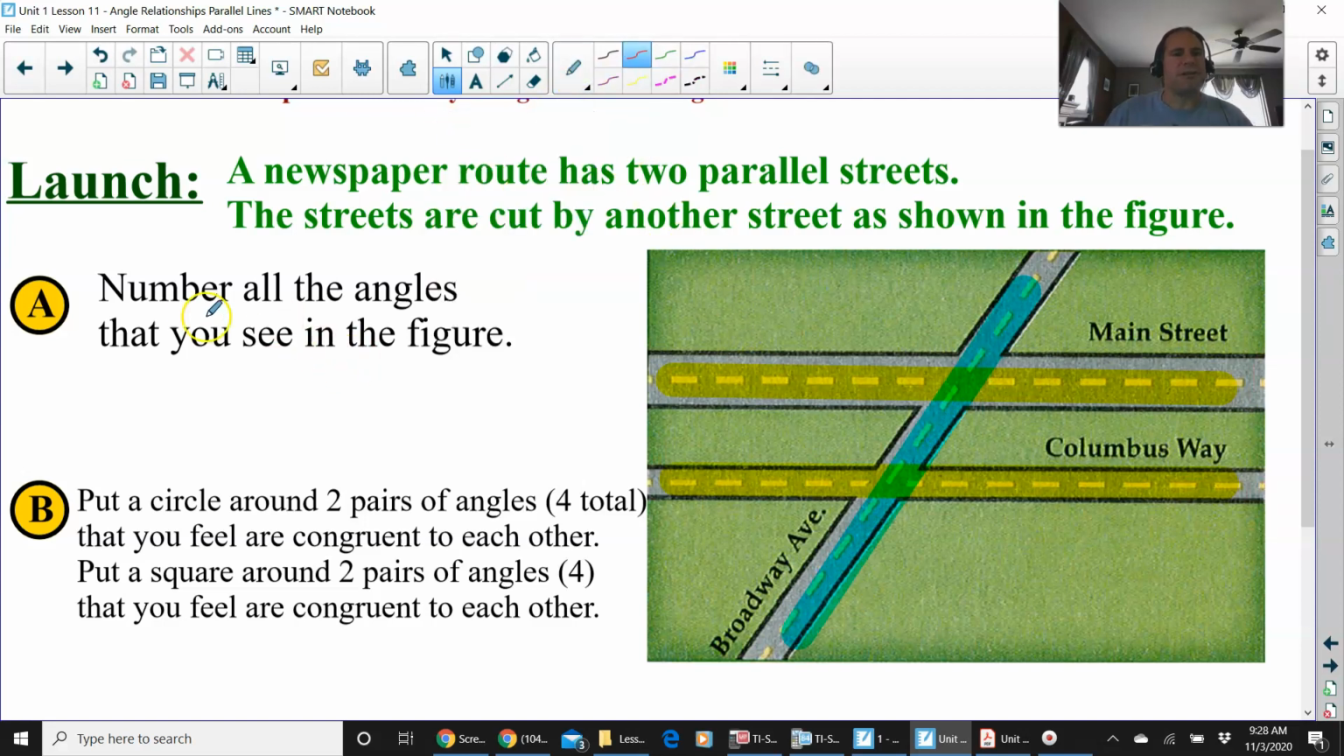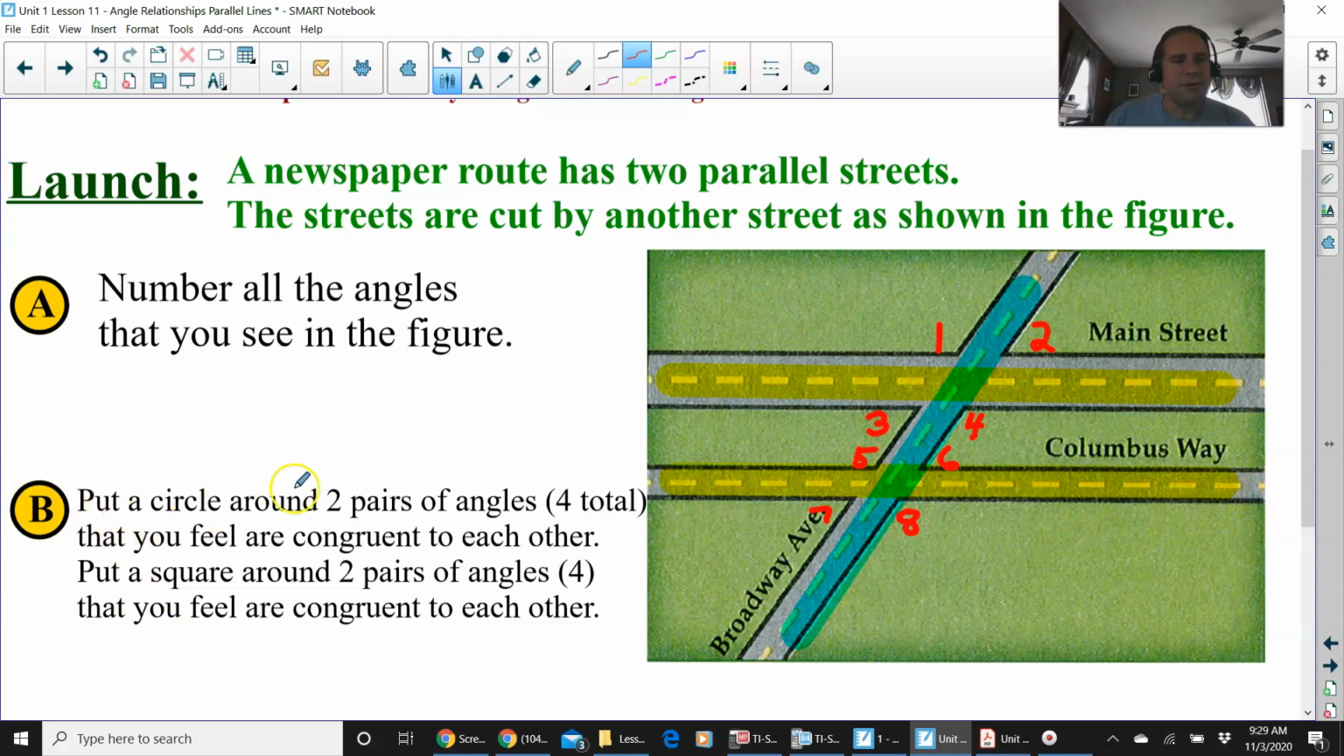So the first question says to number all the angles that you see in the figure. This is just like you would normally do in any kind of work with parallel lines and a transversal. Number those angles. That's all they want you to do, is just number them. So right here is angle number 1. Right here I see another angle, that's angle number 2. Right here you could put 3. Right here you could put 4. Right here is 5. This one is 6. This one is 7. That one is 8.